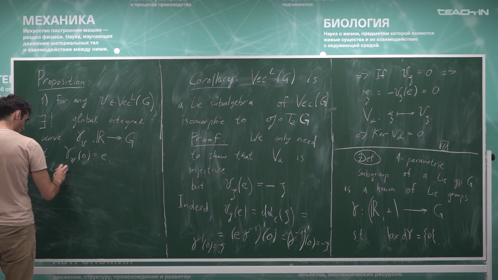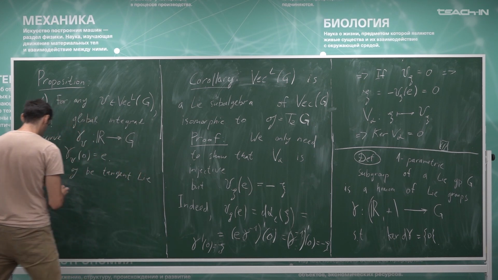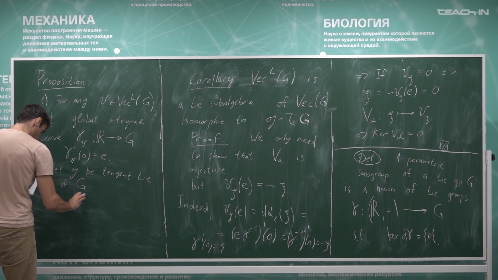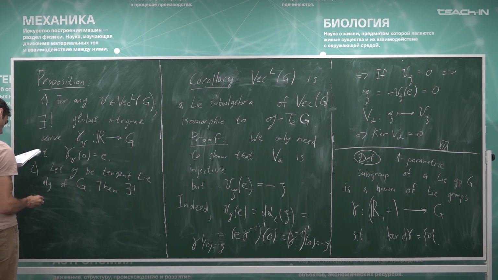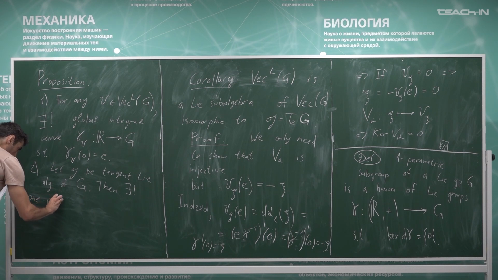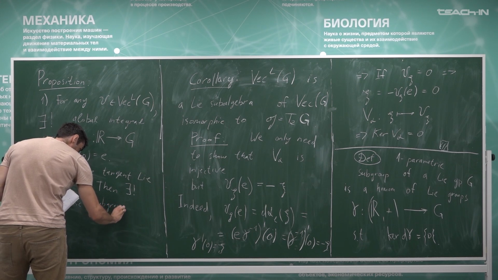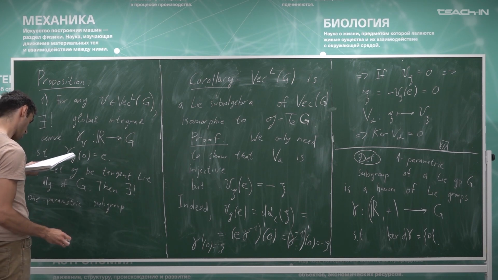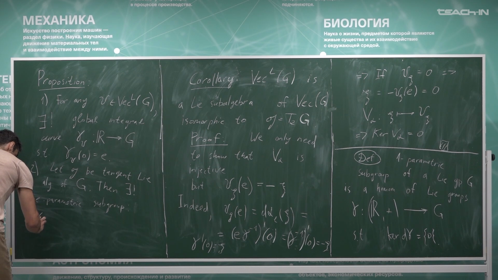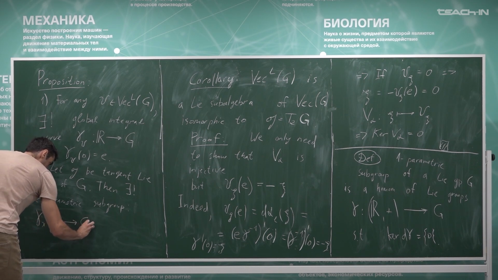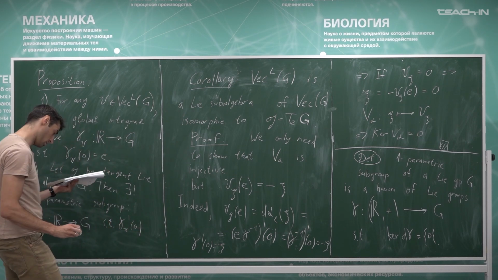So let x be in the tangent Lie algebra of G. Then there exists a unique one-parametric subgroup of G, denoted gamma x, from R to G, such that gamma x prime of 0 is x.